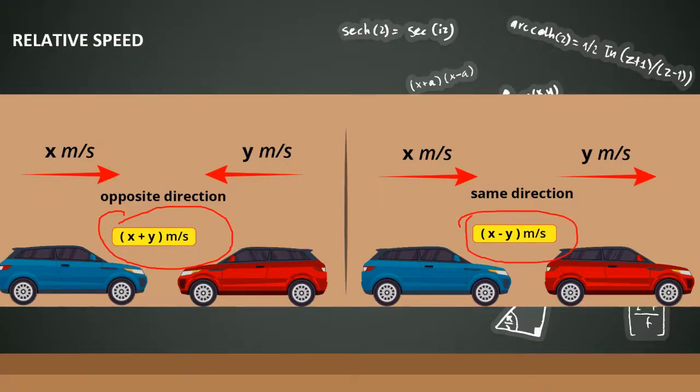Remember here that x meters per second is considered greater than y meters per second, x greater than y, so we have taken x minus y. However, it is the difference between their speeds.